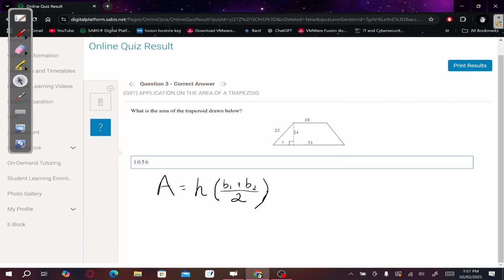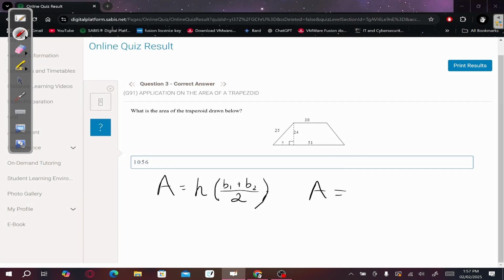So area is equal to height, which is 24, times base 1, which is 30, plus base 2. You can swap them, by the way. 51 plus 7, because keep in mind, this is the triangle and this is another shape. This is also a trapezoid. No, it isn't. That's fine. We just add up the 51 plus 7 to give us 58. So I erased it by accident. 58, so 30 plus 58 over 2, which gives me the area to be 24 times 30 plus 58 over 2 equals 1056.